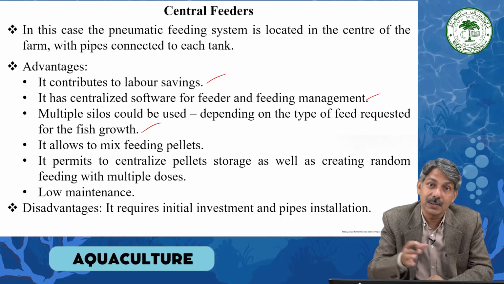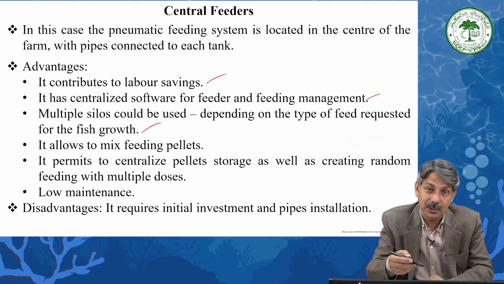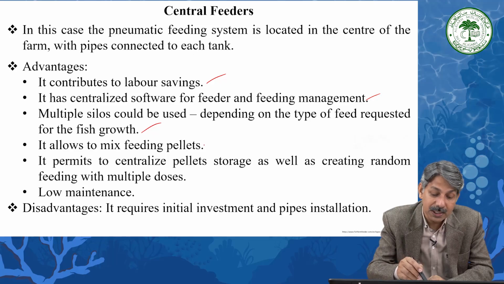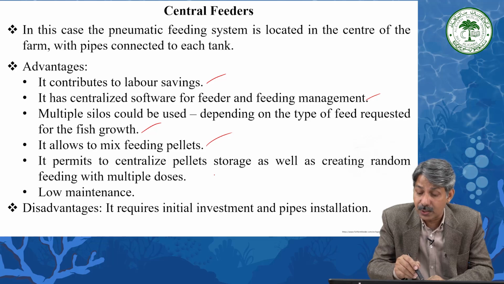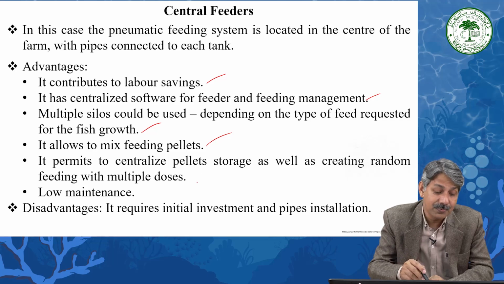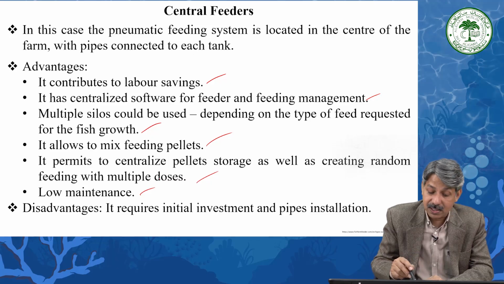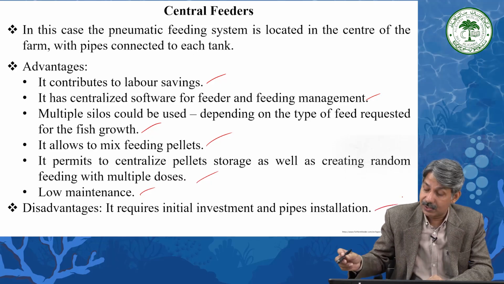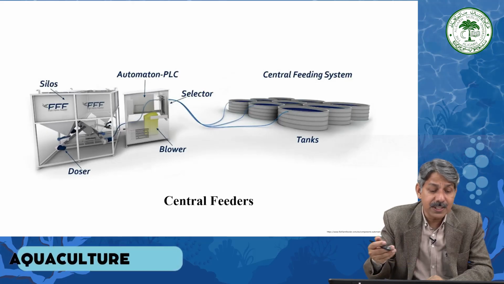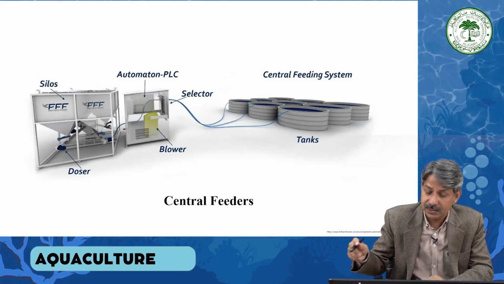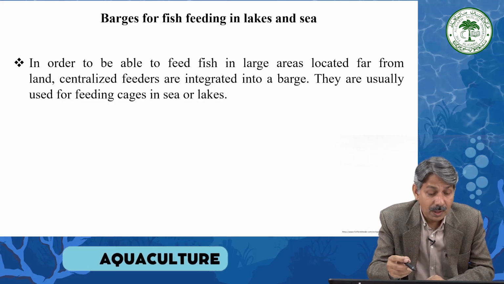So, the same feeder can be used to feed different life stages or different types of species that you are culturing. It allows mixing feeding pellets. It permits centralizing pellet storage as well as creating random feeding with multiple doses. Low maintenance. Disadvantages: it requires initial investment and pipe installation. This is how central feeders work, how everything is automated here and considered a very good system.